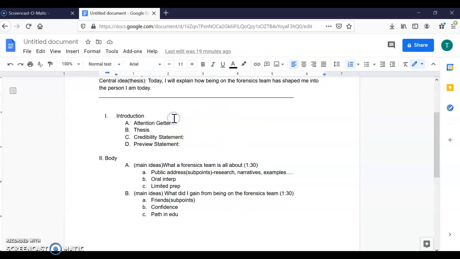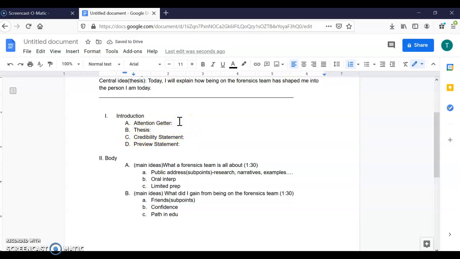All right, so start with the introduction. The first part of the introduction is called the attention getter. What usually happens is when we stand up to give a speech, the first thing we want to say is, "Hi, my name is Tracy, and my speech today is going to be about my time on the forensics team." You don't want to do that, okay? You don't want to preface your thesis and then get our attention, because if you do that, then what's the point, really? So you want to get our attention, get the wheels turning in our heads. Gee, what are they going to talk about? And then give us your thesis. So grab our attention first.